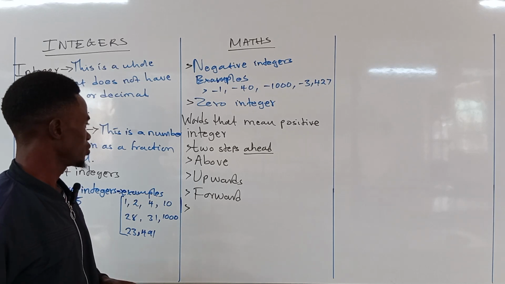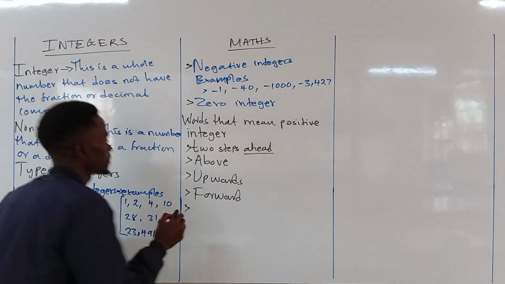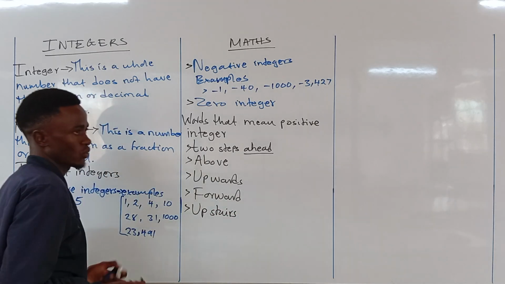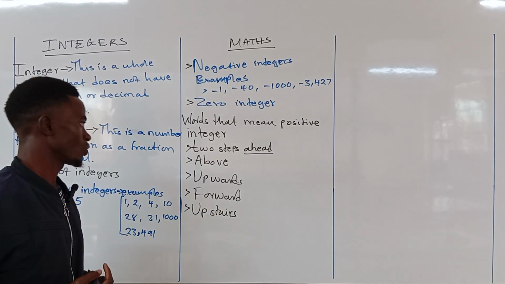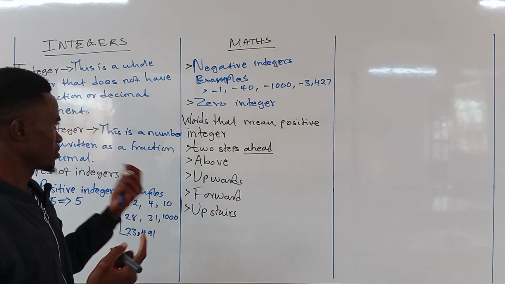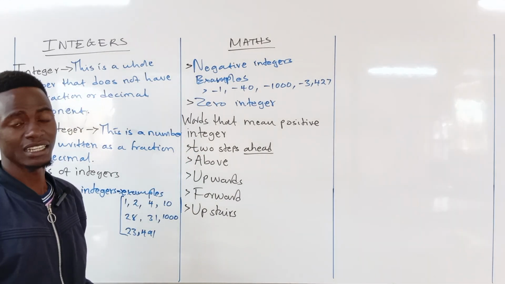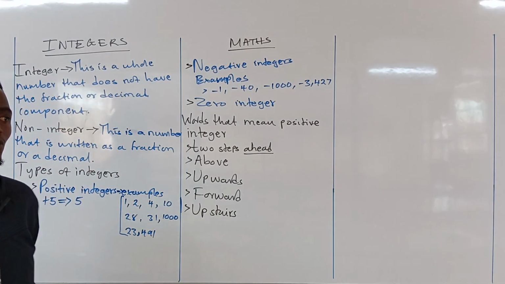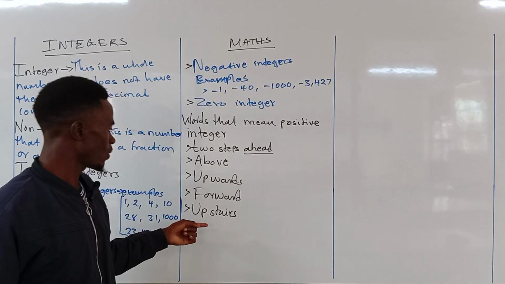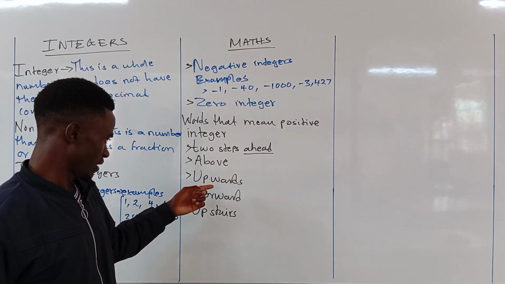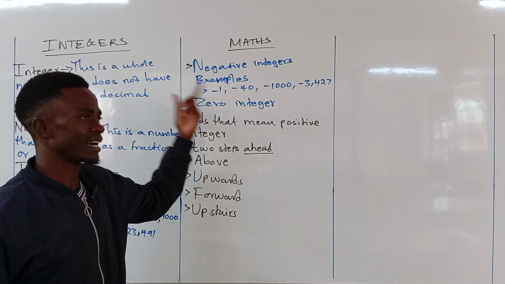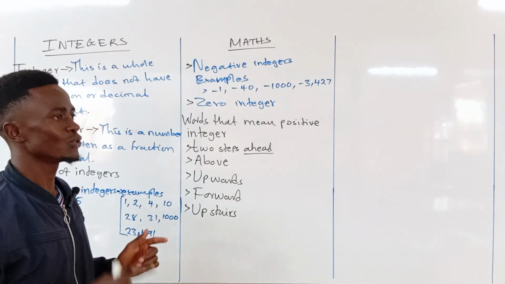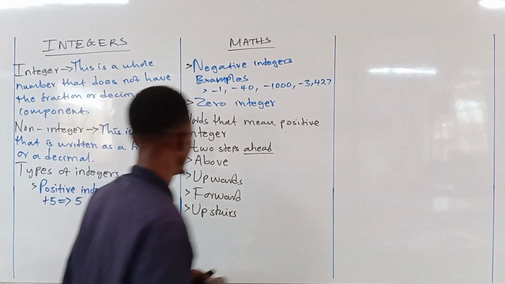Another word you can talk about is upstairs. Upstairs means that the person is moving upwards, so it also means positive. So these are words you can meet in a question, and they are keywords because you are supposed to understand and interpret what they mean. Words like forward, upstairs, upwards, above, 2 steps ahead mean positive. So in your solution, you have to take them as positive integers.